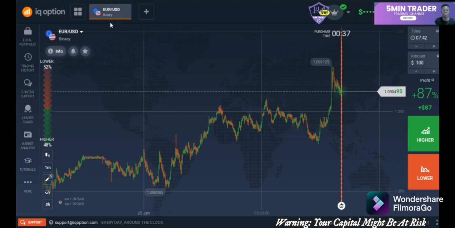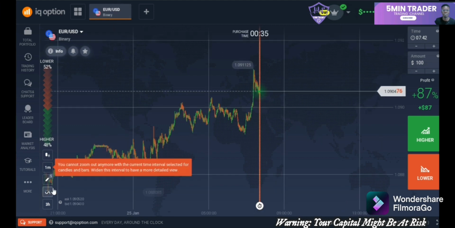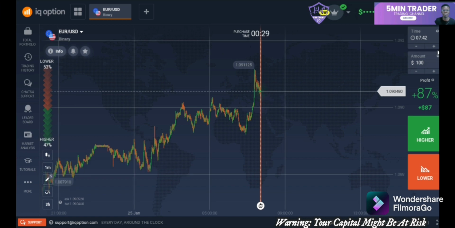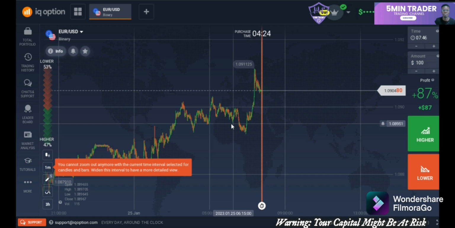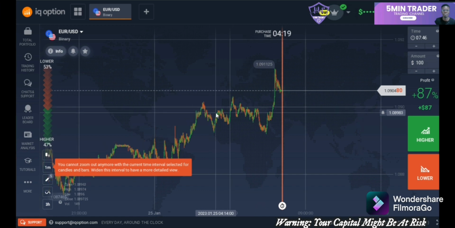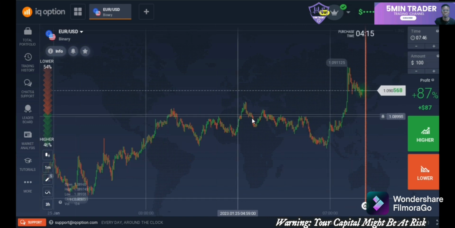This is the Euro USD chart, and I'm currently analyzing the 1 minute candle time frame, as you can see here, and I'm going to take one live trade for 5 minutes. So the first thing I'm going to do on this chart is try to understand it, and the only way to do that is to analyze, so we can understand what is actually going on.